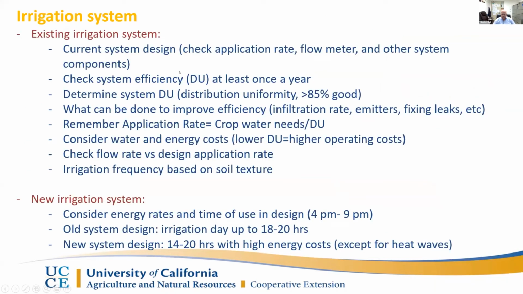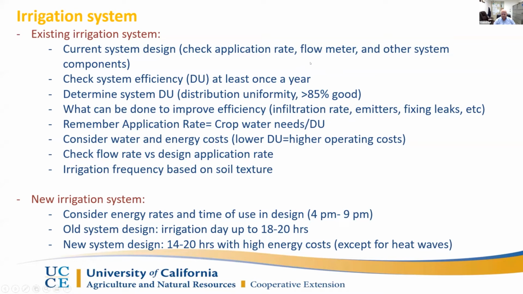I want to look at my existing irrigation system. Like I mentioned earlier, even if I have a brand new irrigation system that I installed a year ago, I want to make sure that I check the application rate. I want to make sure the application rate matches what's in the design. And if not, find out what kind of issues I have that are causing that deviation from the design. It is essential to have a flow meter. If you bought a system over the last 10, 15 years, I'm sure it comes with a flow meter. If you don't have a flow meter, definitely that's something that you need to get.